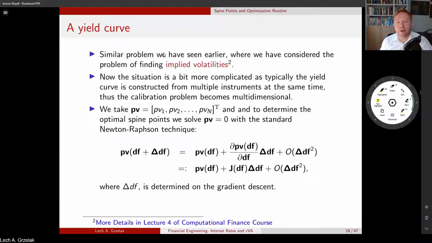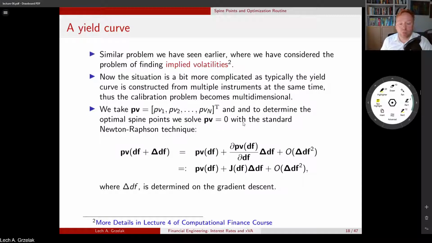Let us now define the iteration routine for construction of a yield curve. So we already described, we have a vector of n instruments, so we have n PVs, and we would like to find out those zero coupon bonds or spine points, given interpolation, that the PV will be equal to 0. So this is the PV, which is equal to the market instrument minus quote. So this is how we define PVs.